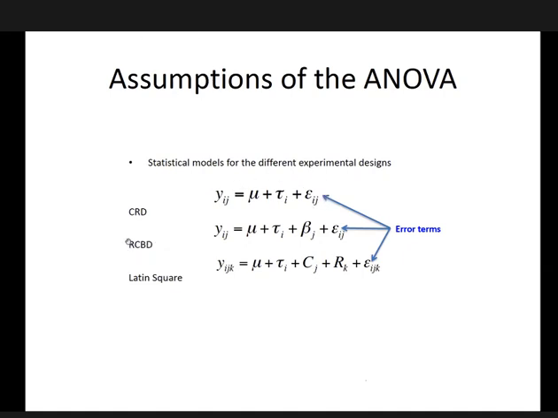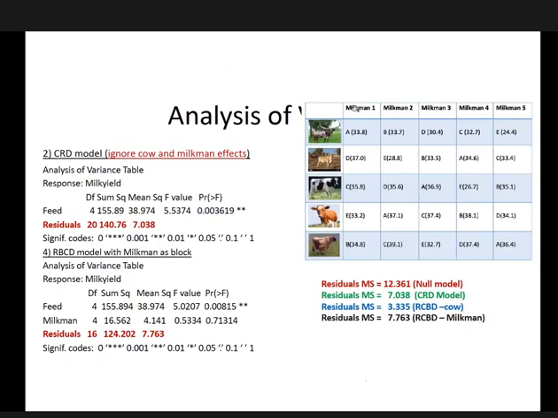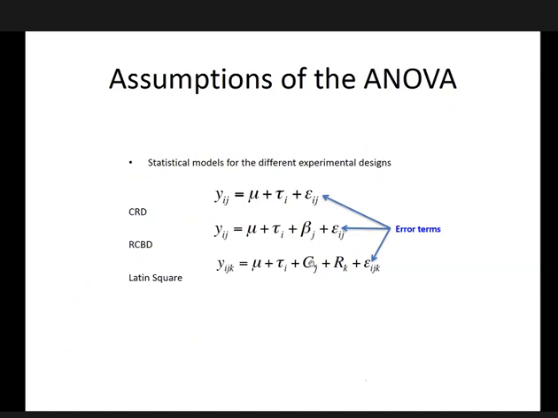Now if you use blocking, then this would be your model. You'll have the mean, the effect of the treatment, the effect of the block, and then the error term. This is the experimental error that you have. And then for a Latin square, you'll have the effect of the mean, the treatment, the effect of the column, and the effect of the row. In our case, the column was the milkman effect, this is column 1, column 2, and the cow is the row effect, and then you have the experimental error.